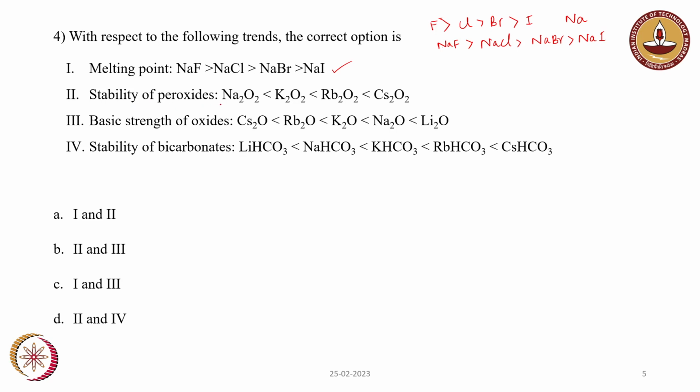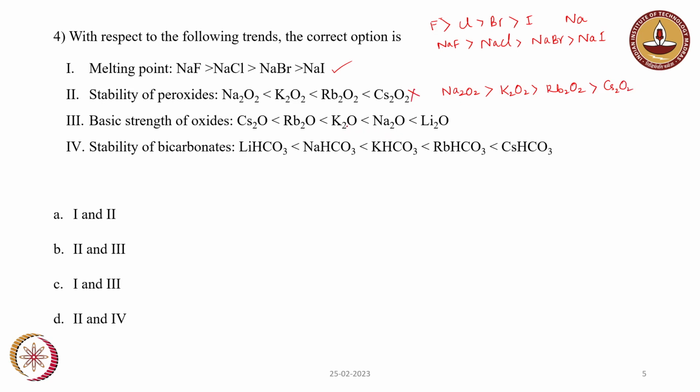And next one is stability of peroxide. Sodium peroxide less than potassium peroxide less than rubidium peroxide less than cesium peroxide. So we have already discussed in the previous question the formation of oxides where sodium prefers to form peroxides, but potassium, rubidium and cesium prefer to form superoxides. So the order should be in reverse because sodium forms peroxides. So it should be sodium peroxide stability greater than potassium peroxide greater than rubidium peroxide greater than cesium peroxide. So this one is wrong.